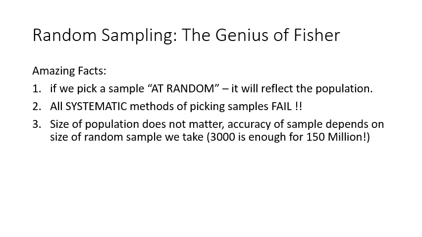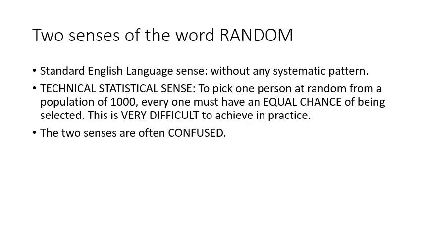Another thing about random sampling that is very surprising is that the size of the population doesn't matter. It is the size of the random sample. So even if you have a population of 100 million people, the sample accuracy depends only on the size of the random sample. So we will see how this works. It's very important to understand that there are two senses of the word random, and they are often confused. In the standard English language sense, random just means without any systematic procedure or pattern.